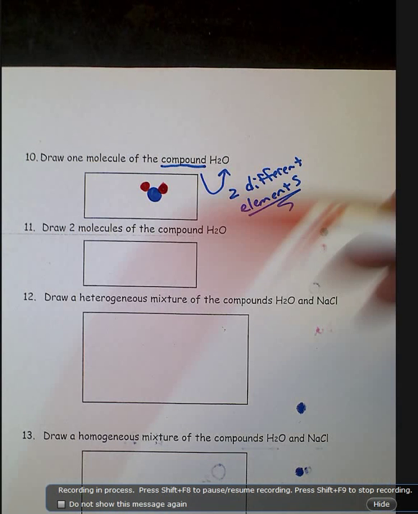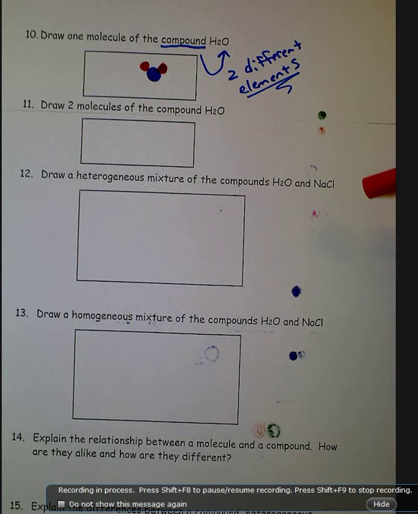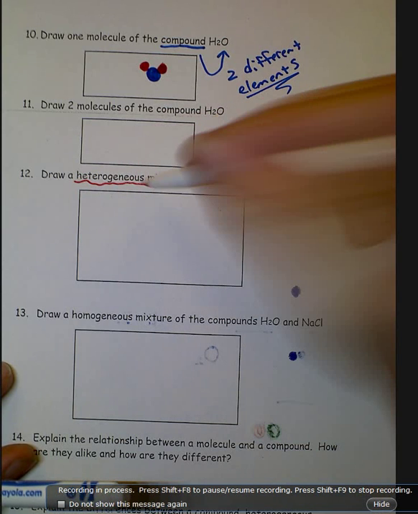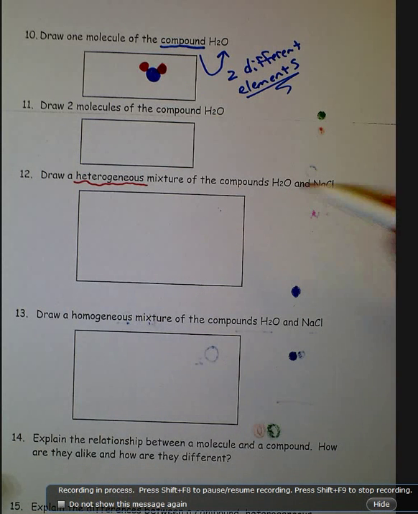You're drawing 2 here. Number 12, draw a heterogeneous mixture of the compound water and sodium chloride. Okay? In order for this to be heterogeneous, it cannot be the same throughout. We want to draw lots of waters, lots of sodium chloride, but we have to make sure that they're not evenly mixed. Hetero stands for 2.